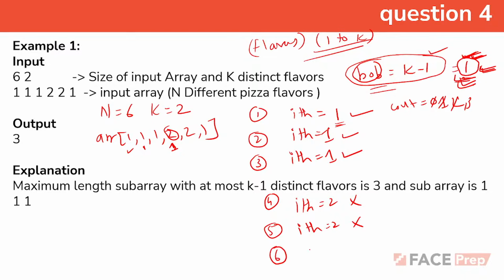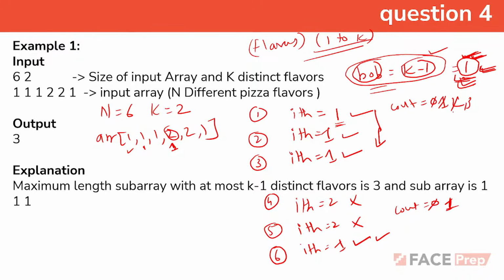Again, at the sixth iteration, we have a 1 flavored pizza. Bob can eat. So this time what will happen? They're asking for consecutive pizzas, right? So from here, another count is going to start from 0. Bob can eat, so it's going to be 1. Basically they're asking continuously how many pizzas Bob can eat, and that also comes under k minus 1 only.